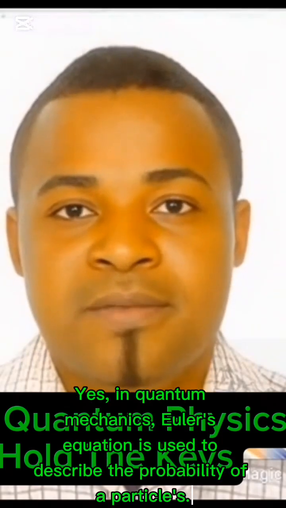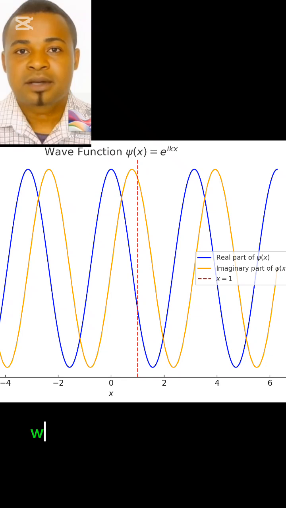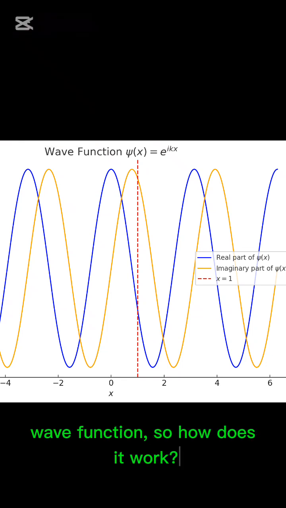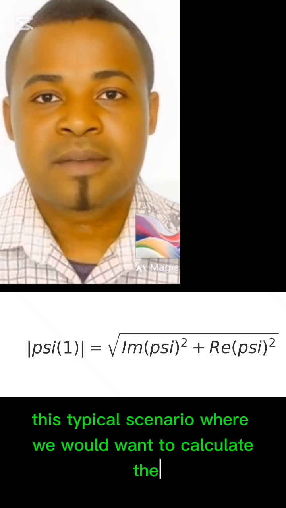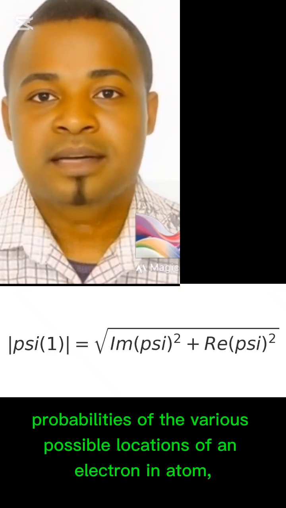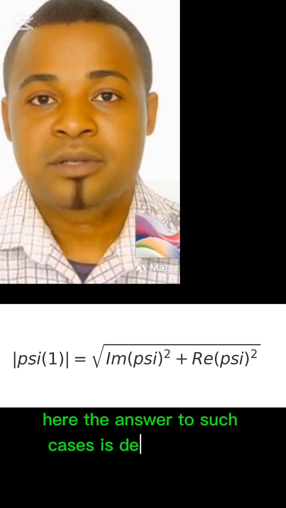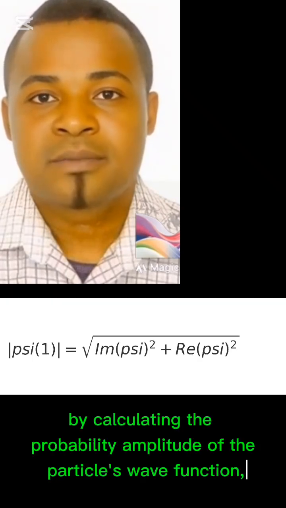Yes, in quantum mechanics, Euler's equation is used to describe the probability of a particle's wave function. So how does it work? Alright, let's consider this typical scenario, where we would want to calculate the probabilities of the various possible locations of an electron in an atom. Here the answer to such cases is determined by calculating the probability amplitude of the particle's wave function.